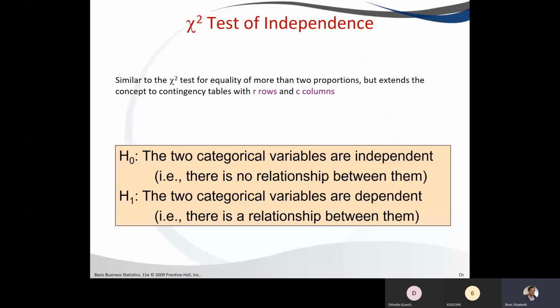So for chi-square for independence, we use 2 categorical variables. When we state the null hypothesis, we state that the 2 categorical variables are independent. They have no relationship. The null hypothesis always states that they are independent. The alternative will say the opposite. It will say the two categorical variables are dependent. It means there is a relationship between the two of them.